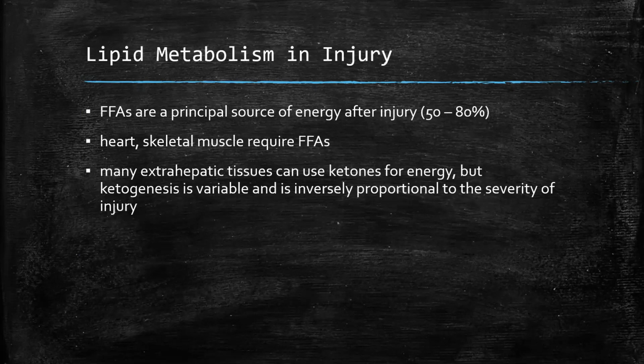An injured patient is highly dependent on free fatty acids as an energy source. Skeletal muscle and heart use these critically. The injured patient does not use ketones very well, and their ability to use them is inversely proportional to the severity of their injury. This is a very fundamental difference in the starving patient, who ultimately can use ketones very efficiently and preserve proteins to a reasonable degree.